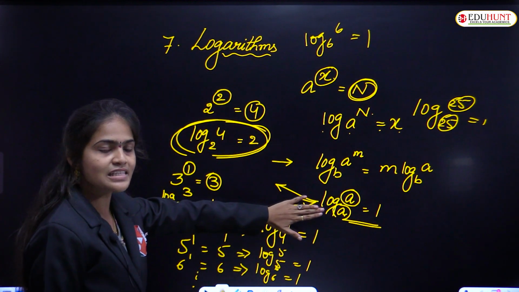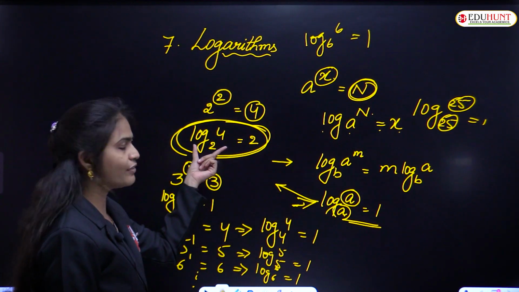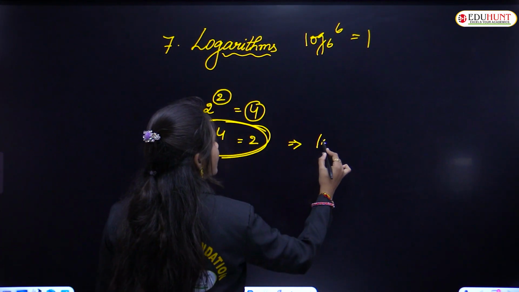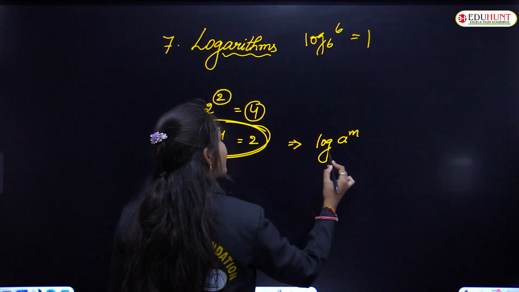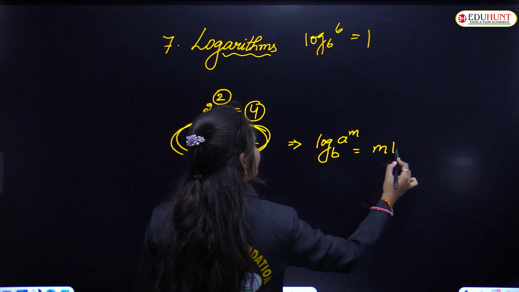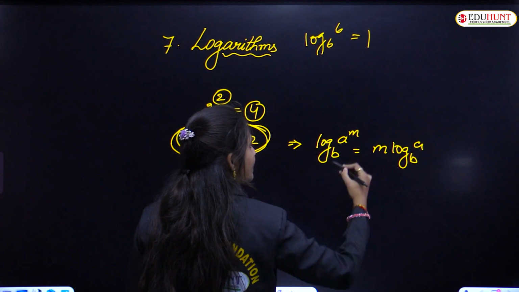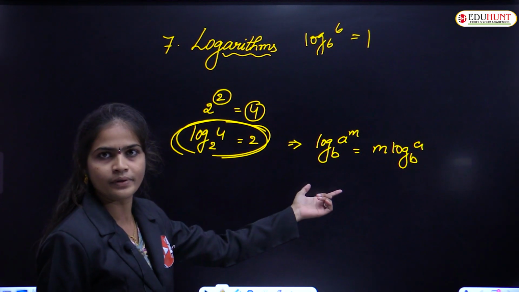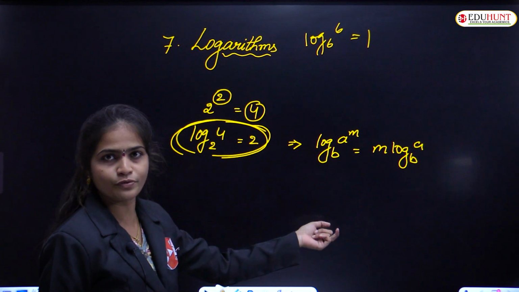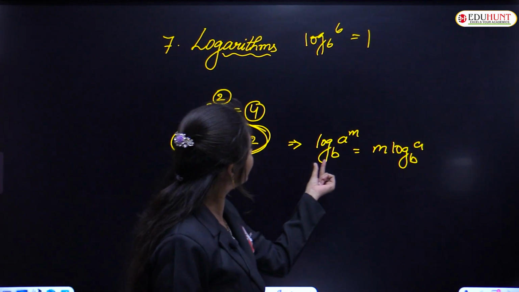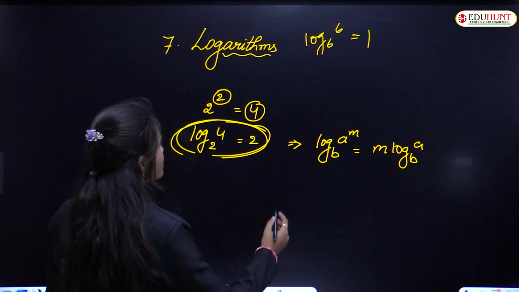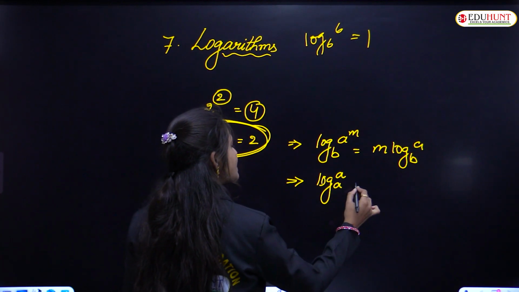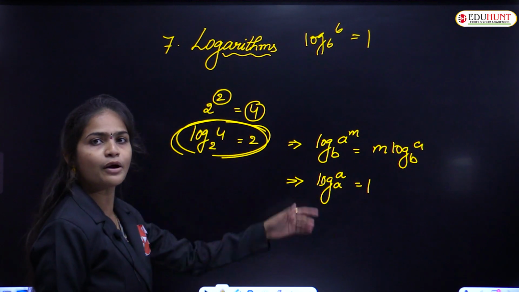So by applying this law and the earlier two laws, we can prove this one. How to prove it? See here. What is the first formula? I told you that we have to use log a power m base b is equal to m log a base b. I will tell you the proof of this law later. In the next class I will tell you all the laws of logarithms and their proofs. In the meantime I will explain this one. What is the other law we have to use? That is log a to the base a is equal to 1.